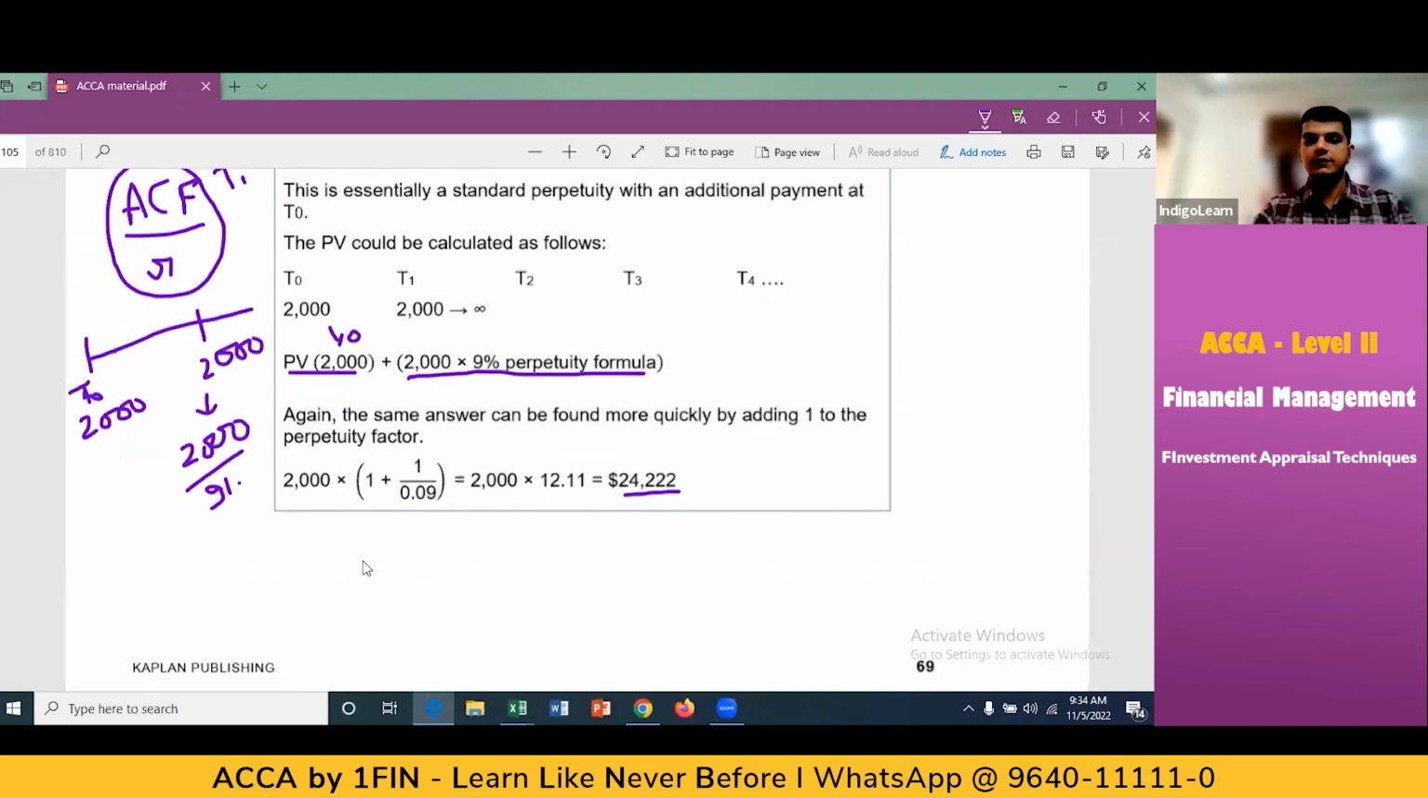One more way to do it is the present value factor, or annuity factor. In any case, the present value factor for year 0 is 1. You know the present value factor for other years, that is 1 divided by 0.09, the rate of interest. So directly in total you can get 12.11, and you can multiply it with the annual cash flow, that is 2000, and you will get the answer as 24,222.